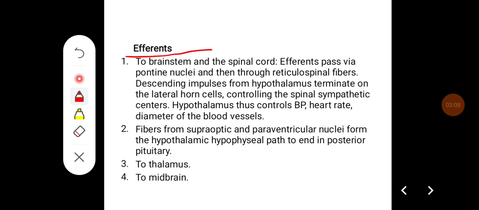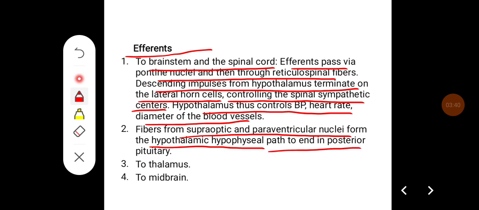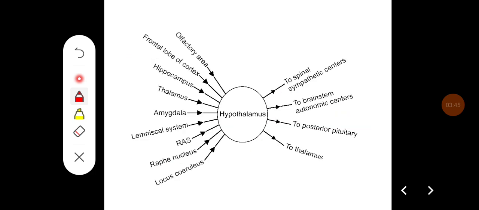From the hypothalamus, efferents go mainly to the brainstem and spinal cord. The efferents pass via pontine nuclei and then through reticulospinal fibers. Descending impulses from the hypothalamus terminate on the lateral horn, controlling the spinal sympathetic centers. The hypothalamus thus controls blood pressure, heart rate, and diameter of the blood vessels. Fibers from supraoptic and paraventricular nuclei form the hypothalamo-hypophyseal tract to end in the posterior pituitary. They also send efferents to the thalamus and the midbrain.